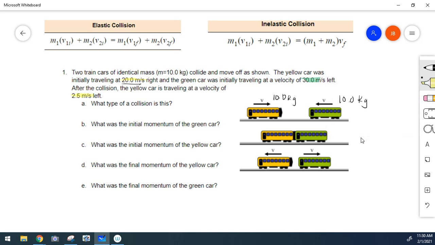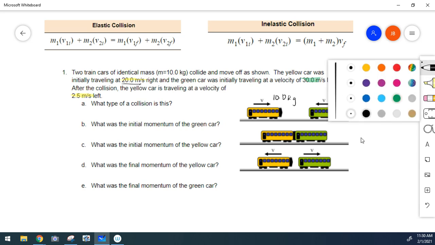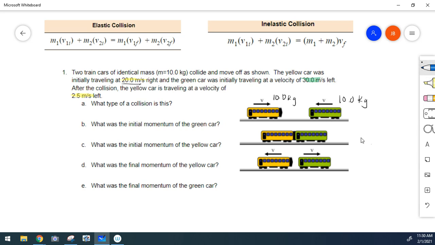All right, so the first question asks us: what type of collision is this? Since they bounce off here, we know that this is going to be an elastic collision. So we're going to be using this formula right here. Okay. What's the initial momentum of the green car?